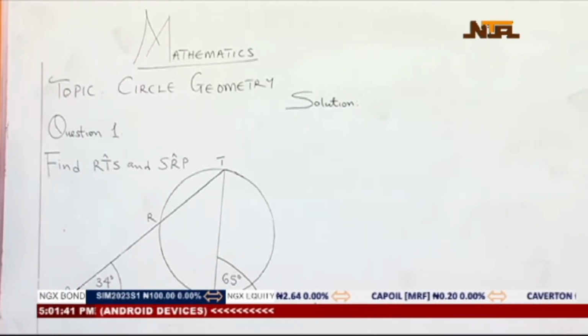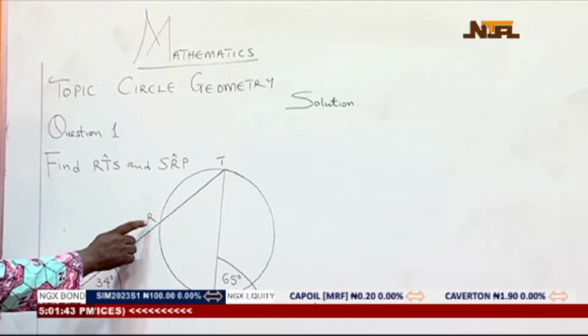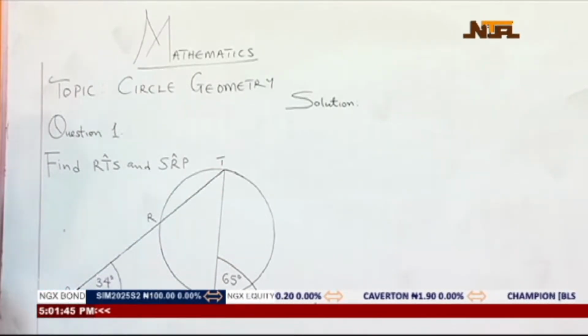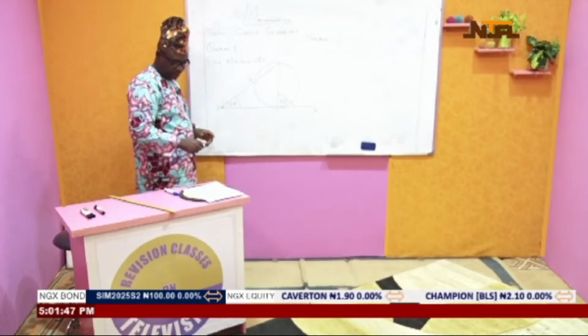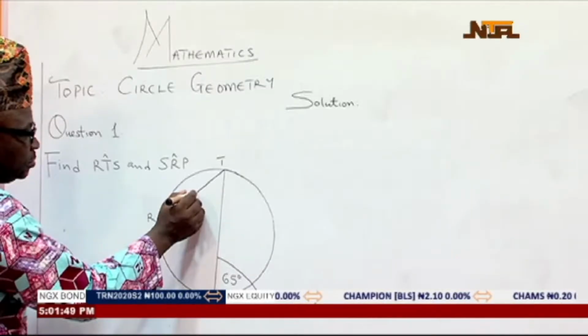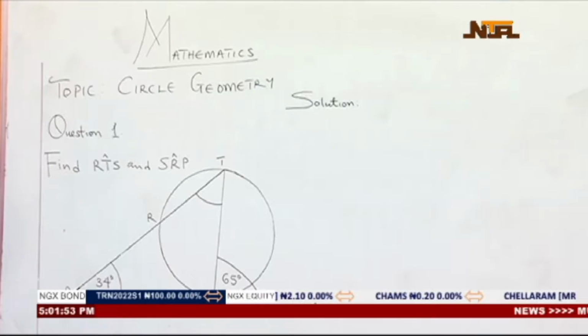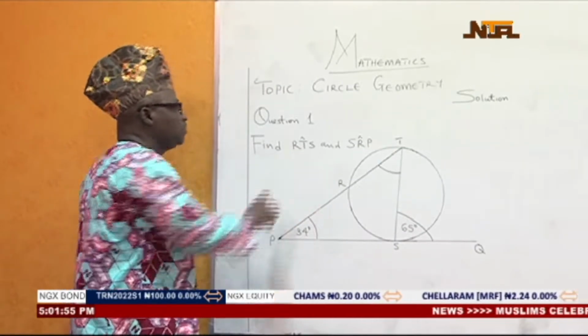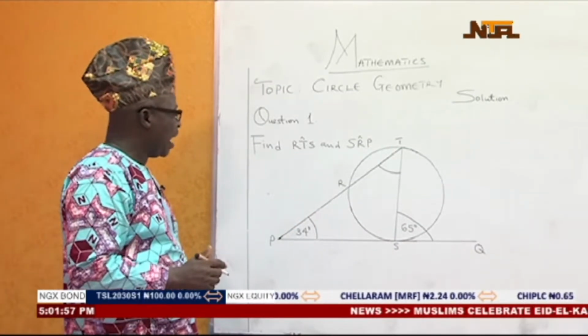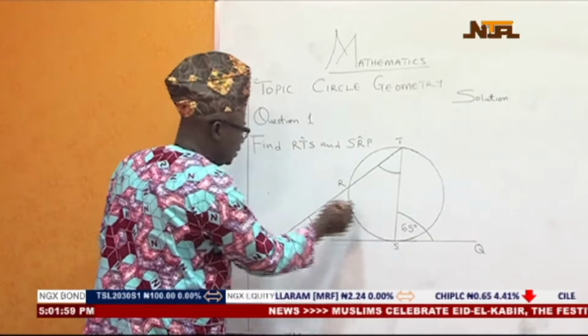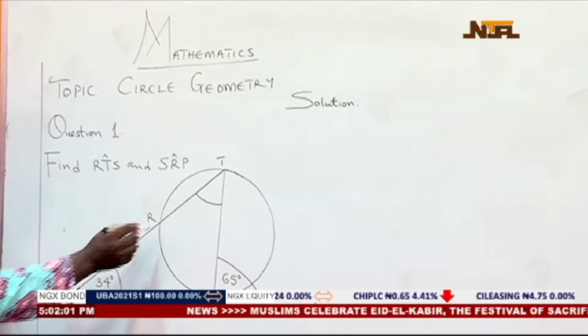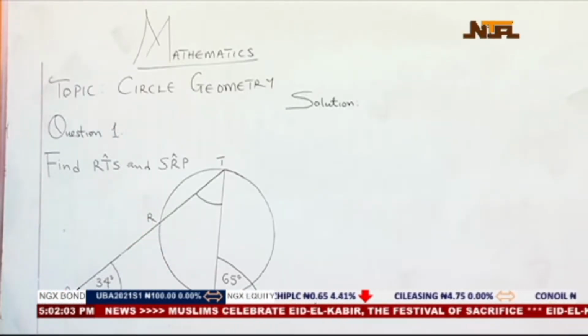Angle RTS, this is RTS. So let me mark it. This is the angle they asked us to find for RTS. The second one is SRP. That means there's supposed to be an angle here.